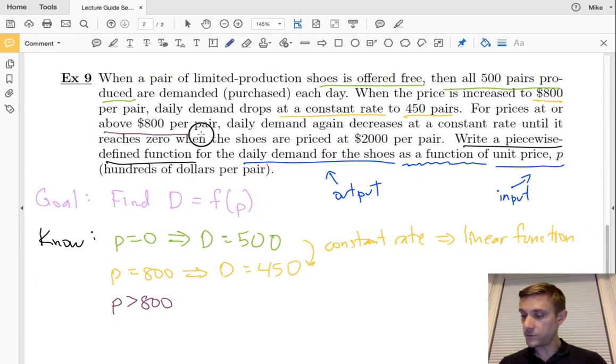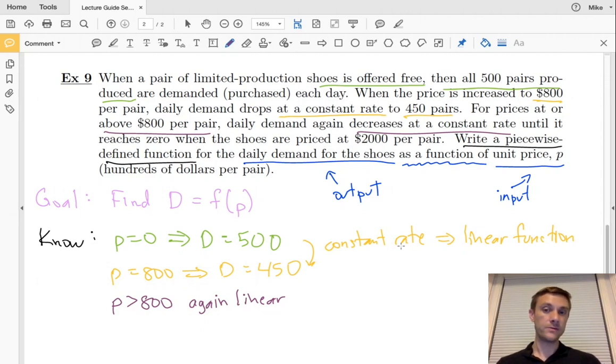Okay, for prices at or above, so if P is greater than 800, daily demand again decreases at a constant rate. So this is again linear. But the thing is, this segment and the segment that we're talking about right now, they may not have that same constant rate. They seem to be sort of separating these in the word problem setup here. And then that demand keeps dropping until it hits 0 when the shoes are priced at $2,000 per pair.